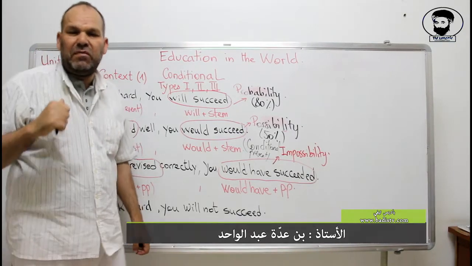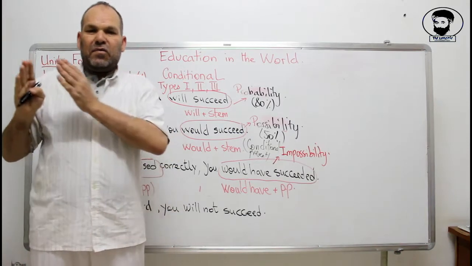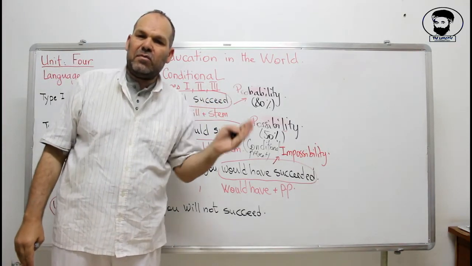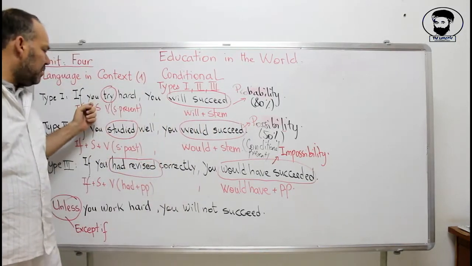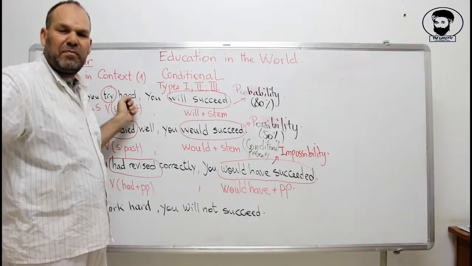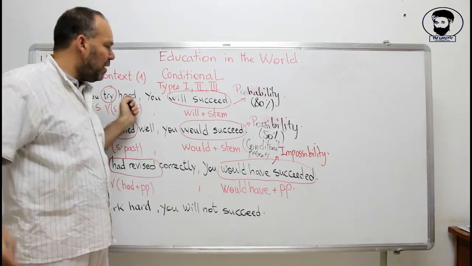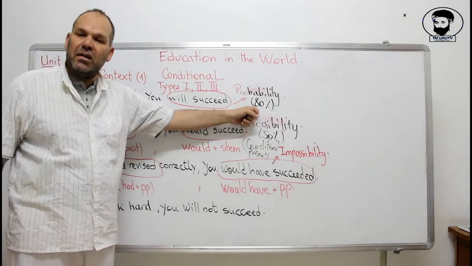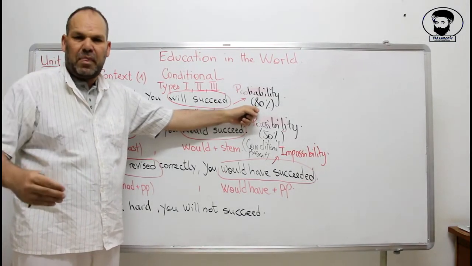Let's take an example. If you study from September till the end of May and the beginning of June, here it's type 1. So if you try hard from September till the end of May and the beginning of June, you will succeed. It means there is an 80% or 90% chance that you get your bac exam.